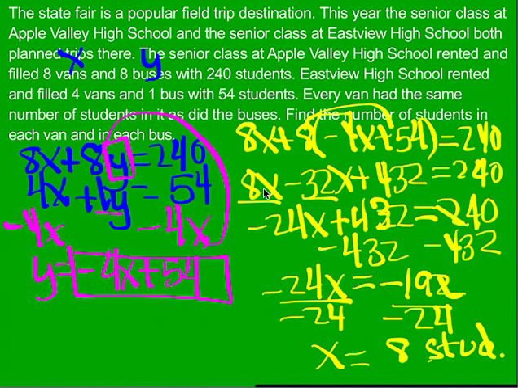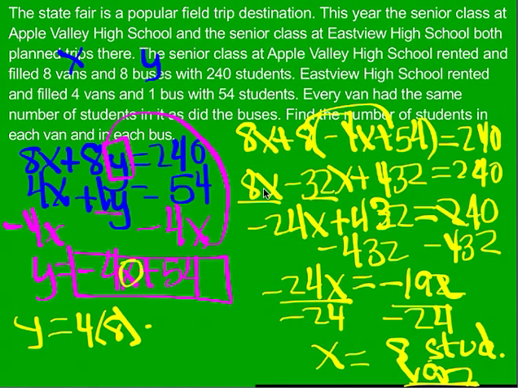In the van. So we want to make sure we note that we're talking about the van. So let's go ahead and figure out how many are going to be in the bus. We can take that x out and put 8 in instead. So I'm going to take the x out, put 8 in instead.